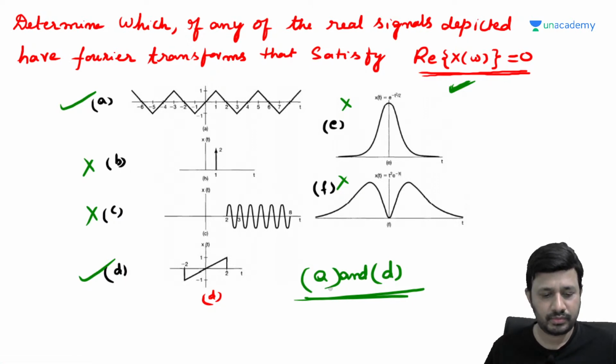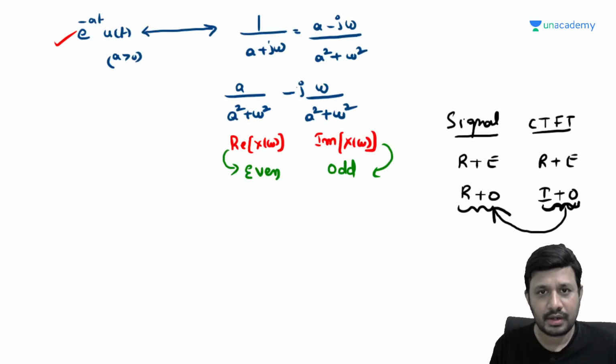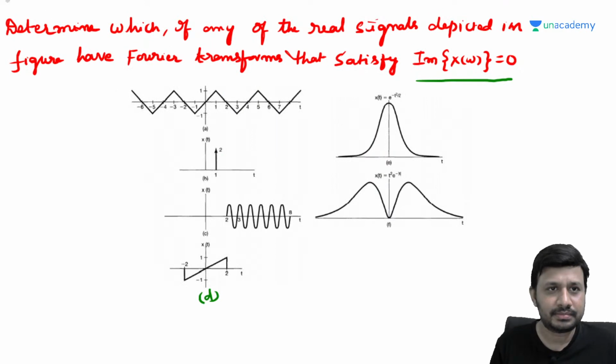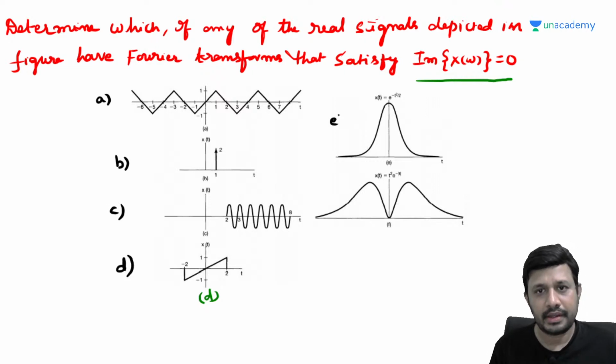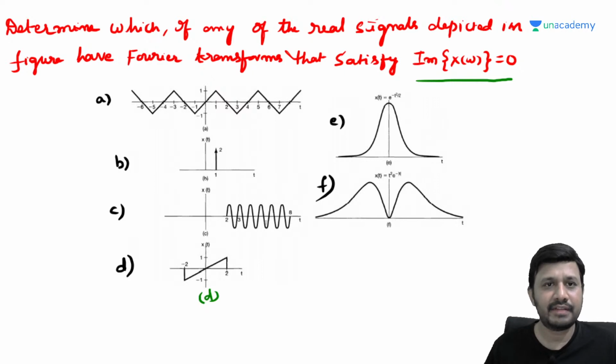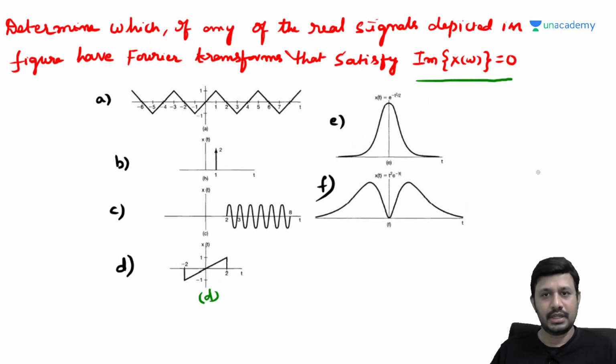Similar kind of problem, I am going to give one more. Observe here, same problem, A, B, C, D, E, F. Now determine which, if any, of the real signals depicted in the figure have a Fourier transform that satisfies imaginary part of X of omega is equal to 0. Come on, try to solve this one. Imaginary part of X of omega is equal to 0.